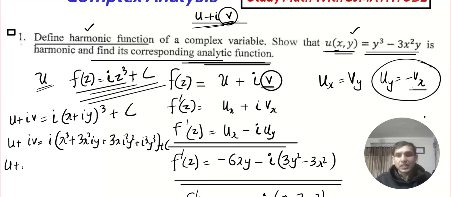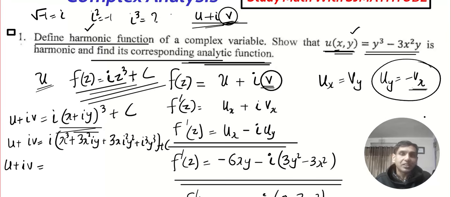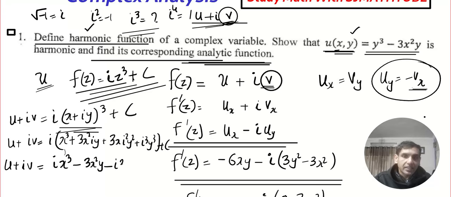That means u plus iv equals, I just applied (a plus b) the whole cube, and then let's take this i inside. I hope you still remember root under minus 1 is i, i squared is minus 1, i cube is, you fill it, i power 4 is 1. So I'm going to take it inside. So I get i x cube, i squared is minus 1, so I'll make it minus. Then i cube, come on, tell me what is i cube? Yeah, minus i 3xy square, and this will become i power 4, so that will be plus y cube plus c.